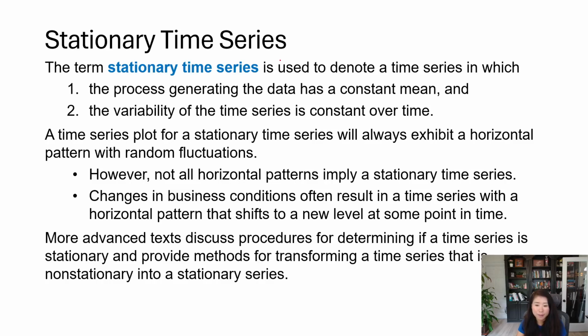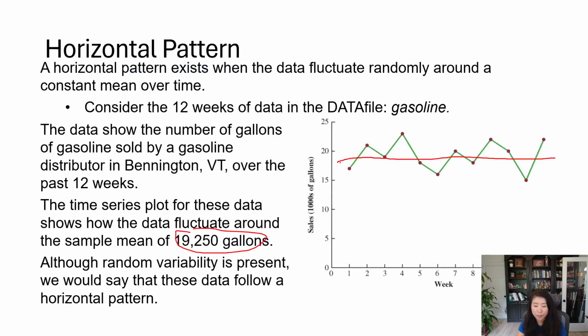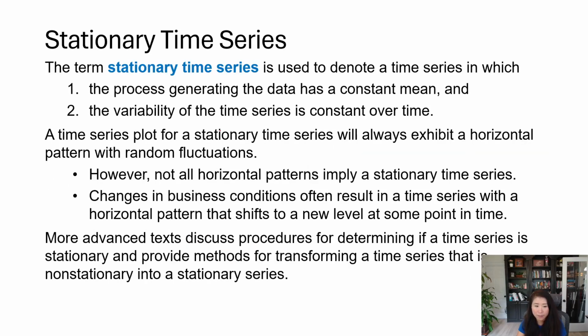So how do we define a stationary time series? Basically, the horizontal pattern we just saw is considered a stationary time series because the process generating the data has a constant mean, right? It is 19,250 gallons. And the variability of the time series is constant over time. As you can see, the points are evenly distributed around my line. We don't see any dots very far away from the line. We do have points far from the line, but they are evenly distributed. So in that situation, the variability of the time series is constant over time. If these two conditions are met, we know the time series data is stationary.